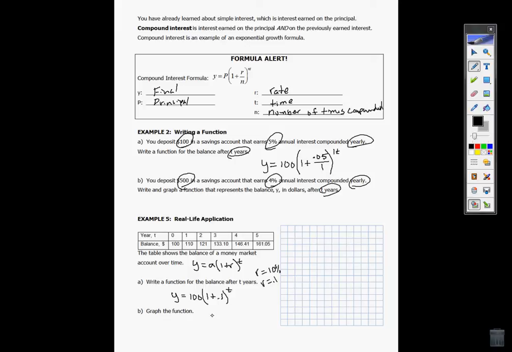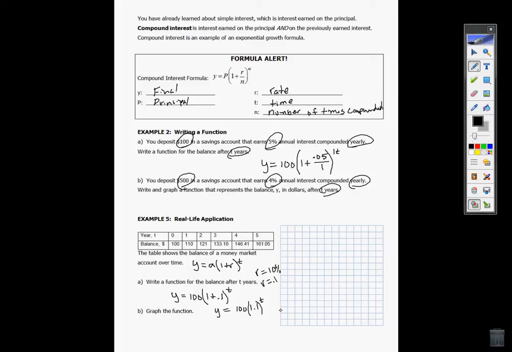Very nice. Now I can actually simplify this a little bit, just so it looks a little bit nicer when I graph it. Y equals 100, and I don't need 1 plus 0.1 in there. I can do 1.1, add them together, raised to the t. All right. Now, let's graph it. Let's see what it looks like.